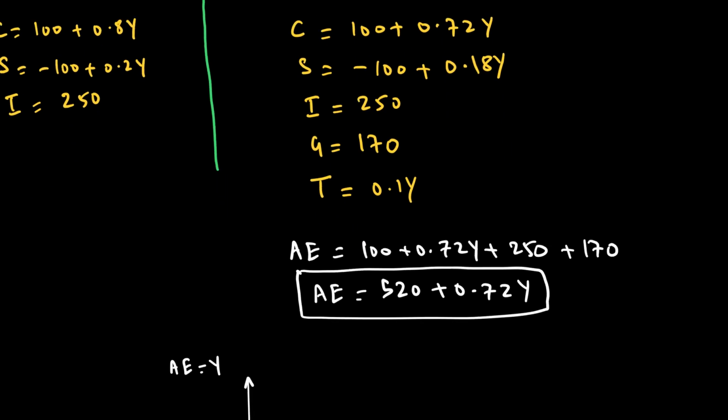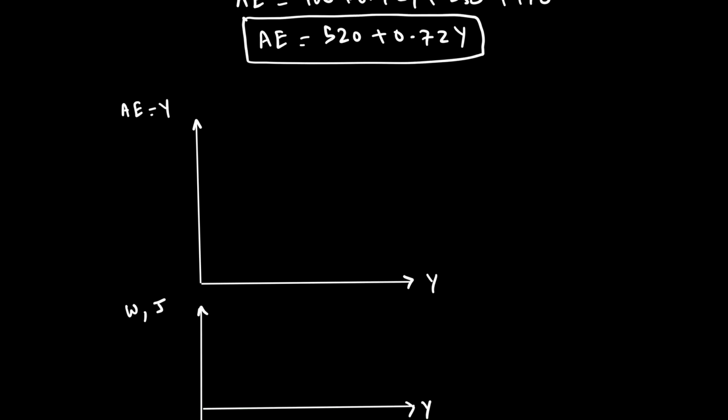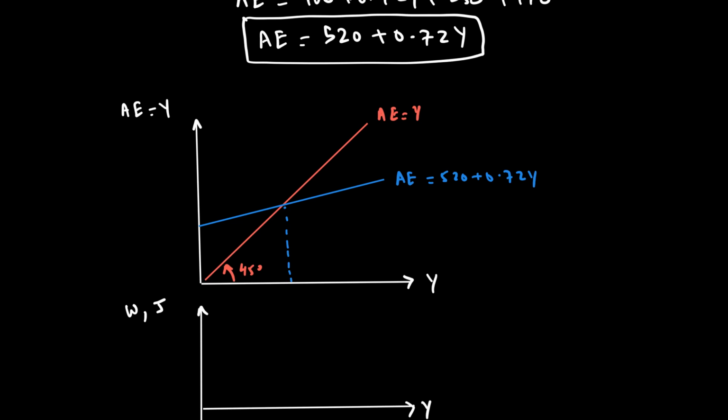Now let's see this in terms of a diagram. My first step would be to draw the A is equal to Y line, which is my income line, the 45-degree income line. Now this 520 plus 0.72y, I'm going to draw that here. 520 plus 0.72y will be my new equation for AE, and I will find what we call the equilibrium income Y star. How do we find Y star? Well, we say AE is equal to Y is our first equation, and the second equation is AE is equal to 520 plus 0.72y.